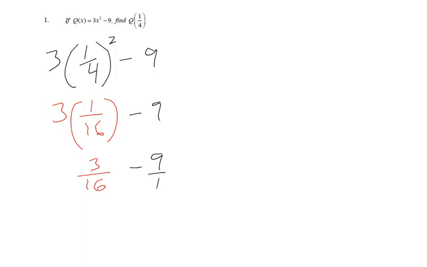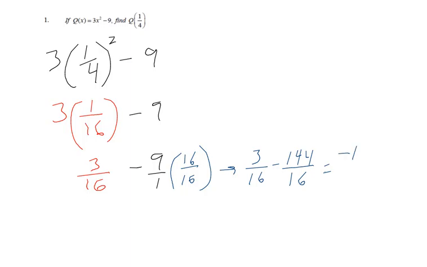In order to add and subtract fractions, the bottom has to be the same. So our common denominator will be 16. So let me multiply 9 and 1 by 16. At this point, you get 3 over 16 minus 144 over 16. And that equals negative 141 over 16.